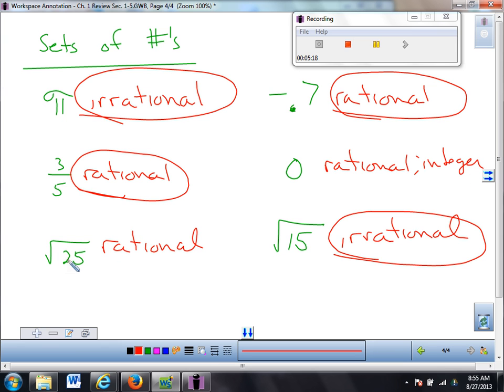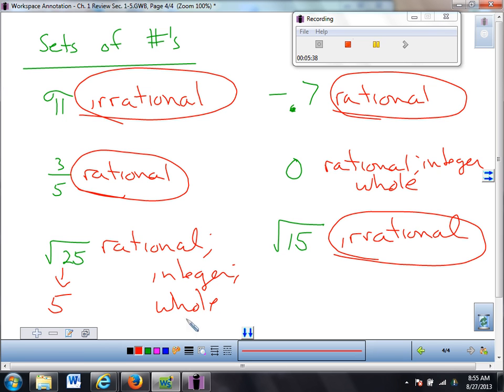Okay? Now remember, square root of 25 is technically 5. That happens to be an integer. Okay, so I'm not done with these two. Let's go back to the subset of integers, which would be whole numbers. Is 0 a whole number? Yes. Is 5 a whole number? Yes. Let's see if we're finished.